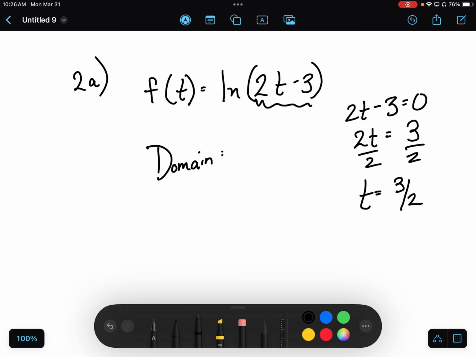And then would it be greater than 1.5 or less than 1.5? So what's a number greater than 1.5? 2. If I put 2 back in there, 2 times 2 is 4, 4 minus 3 is 1, I can natural log 1. If you were to put 1 in there, I could not natural log negative 1. So my domain is from 3/2 to infinity.